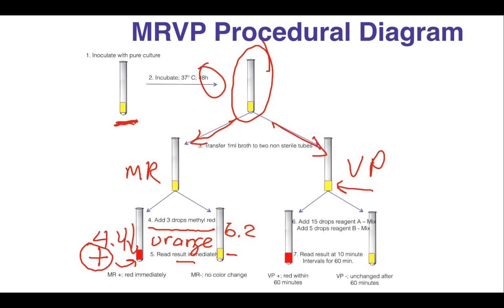So if you add reagents A and B and it is red, then it is considered positive. If you add reagents A and B and it remains yellow for the first 10 minutes, you still cannot say it's negative. You need to let it go in 10-minute increments. Once it gets to 60 minutes, now you know that you've left this to react long enough. And if it is yellow, it is considered VP negative. If it is red anytime during that 1 hour, it is considered positive.